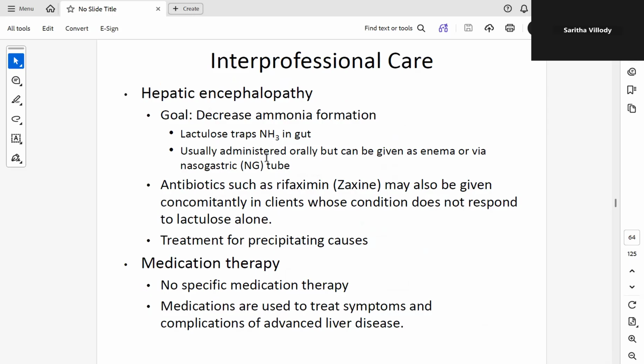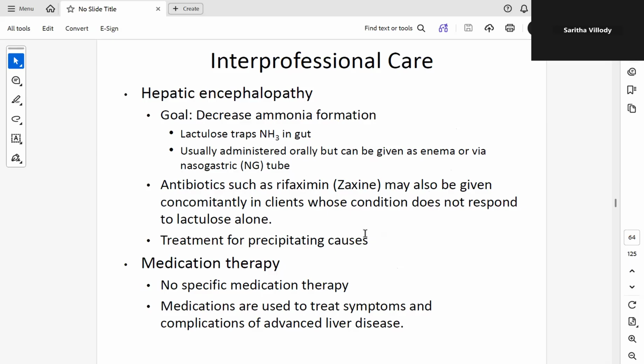So we have already discussed that lactulose traps ammonia in the gut, and usually it can be administered as an enema or via the NG tube if your patient is unconscious or not able to tolerate it orally. If we're giving it as an enema, make sure it's given as a retention enema because it stays in the gut for a certain time period to draw that ammonia out. Antibiotics like rifaximin are also used. I don't know the exact mechanism of action.